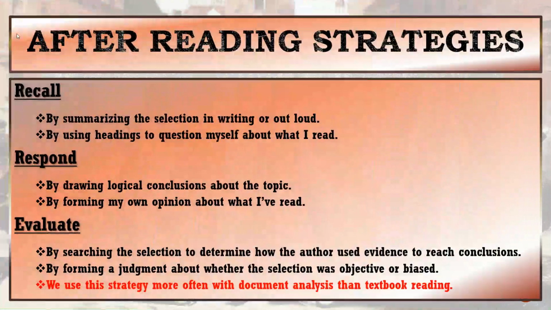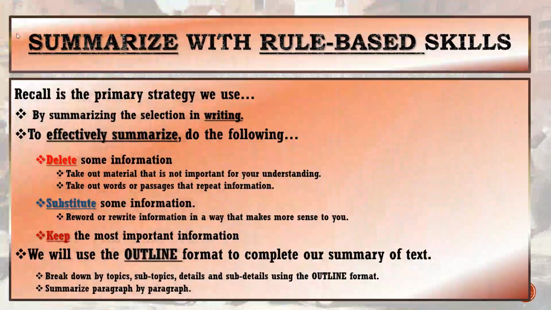How about our after reading strategies? Here we're going to mostly recall. We're going to summarize the selection in writing. We will respond and evaluate later on using questions and a document response activity. So we will use all these strategies, but as of right now, we're going to focus on the recall strategy. And then finally, remember to use that delete, substitute, keep strategy. Delete some information you really don't need to write down. Substitute or move things around when necessary or to keep the clarification for you, and keep the most important information: names, dates, events, policies, things like that. And of course, we're using the outlining format.